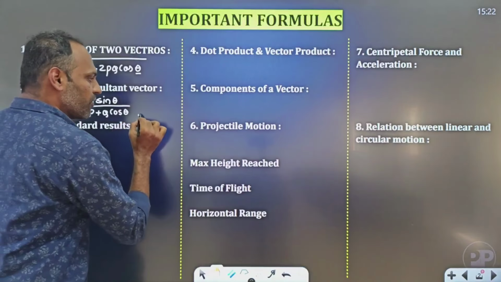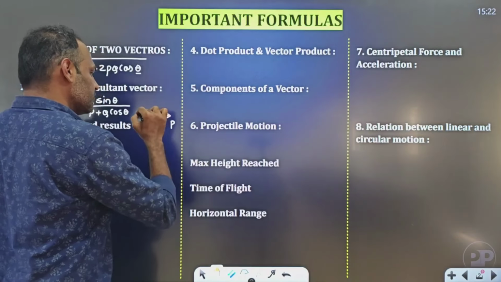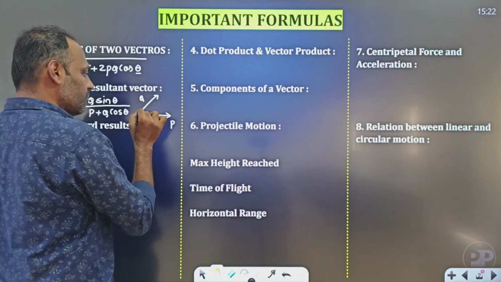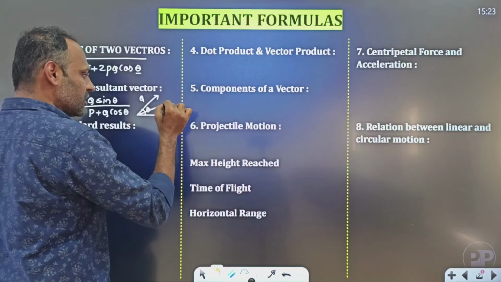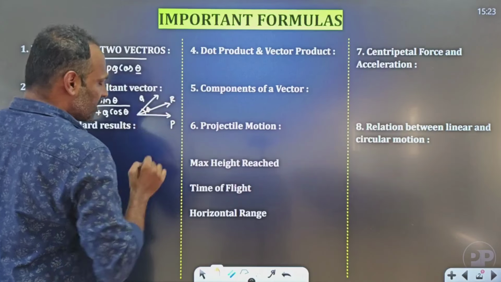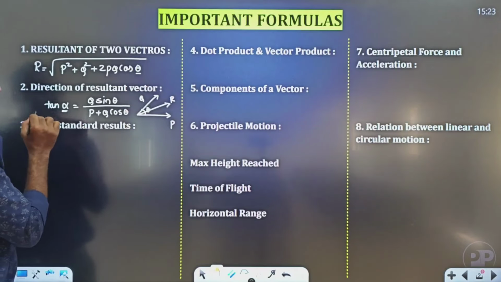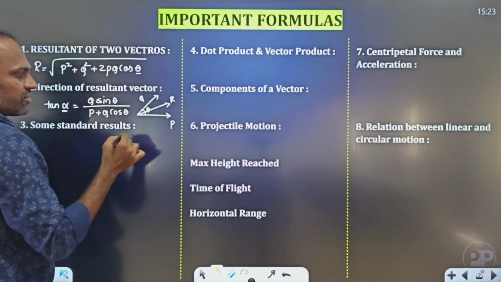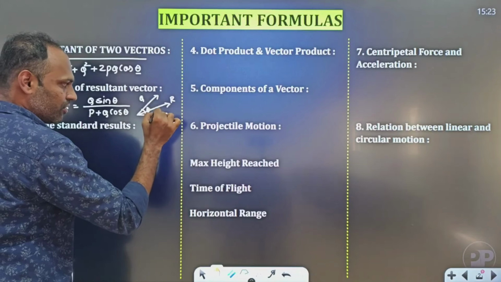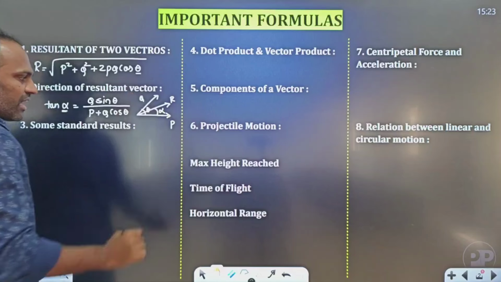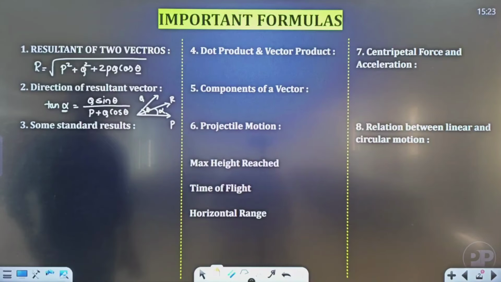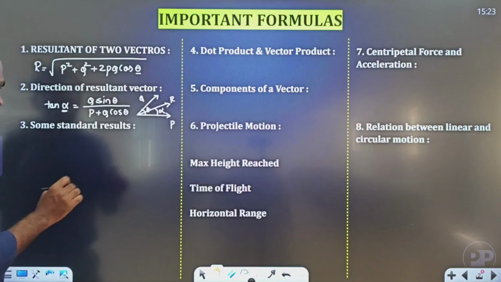Say two vectors P and Q will be acting like this. If this is P and if this is Q, angle between them is theta, and the resultant will be acting at the same point. This alpha is the direction of the resultant vector. So alpha is the angle between R as well as P. Okay, some standard results are there of this resultant vector, so you have to remember that.